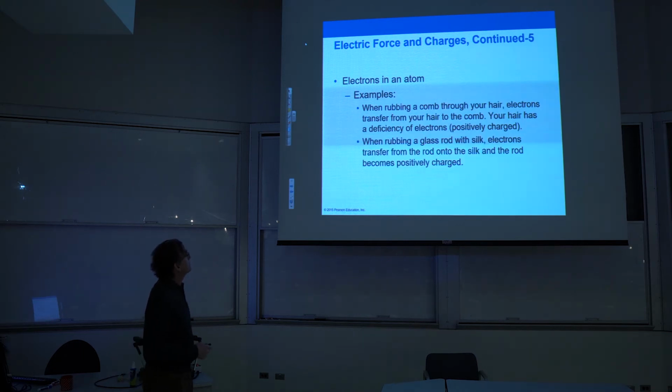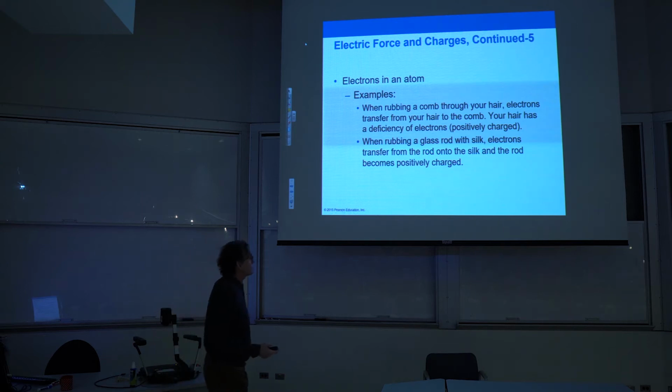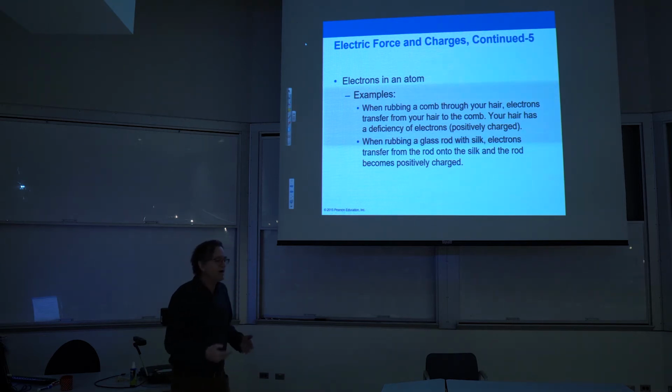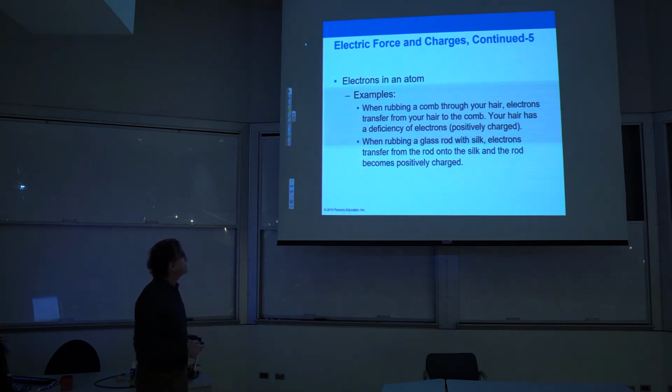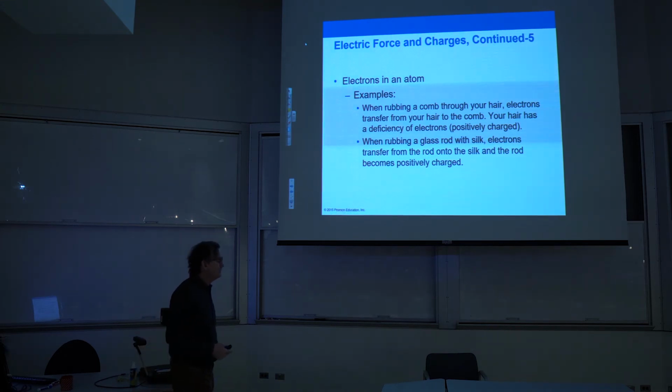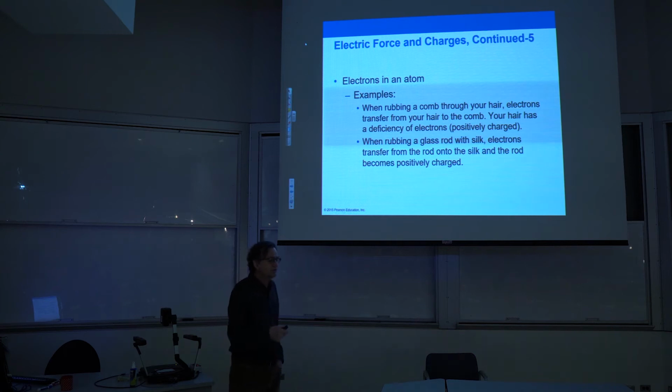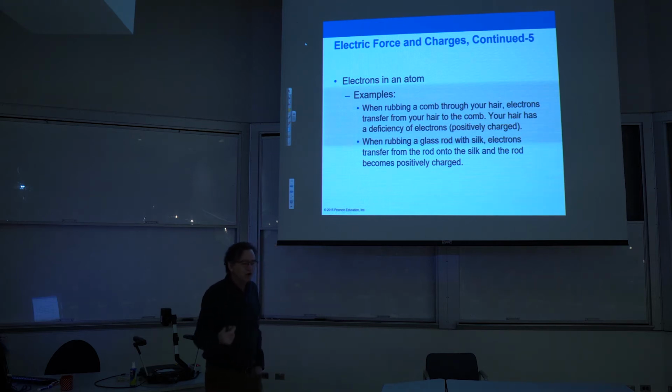How do we create charges? Well, the simplest way to create charge is to rub 2 objects together. It works better if you choose your objects carefully to create the most charge that you can. A couple of common examples that one can do with ordinary materials is running your comb through your hair. Many of you have already experienced that when you do that, you can create an electric shock or static, what we call static electricity, between the comb and your hair.